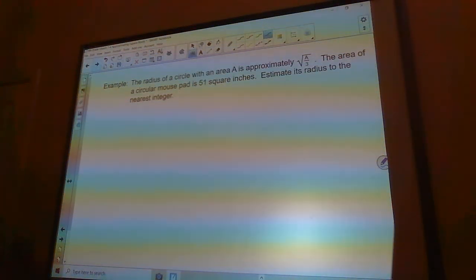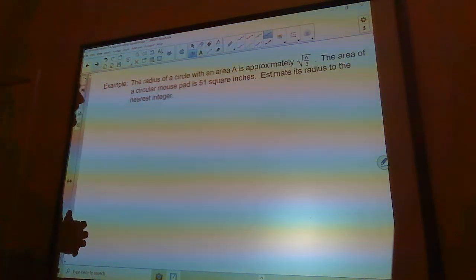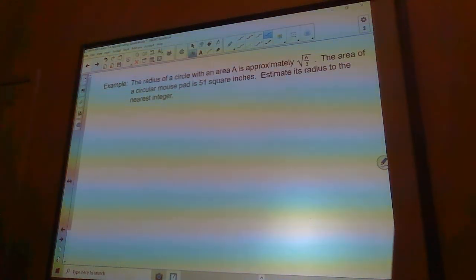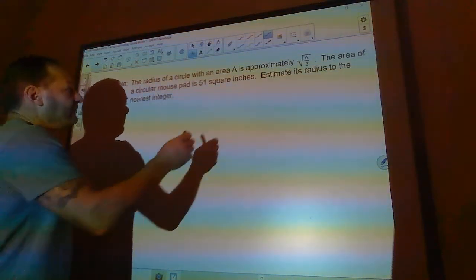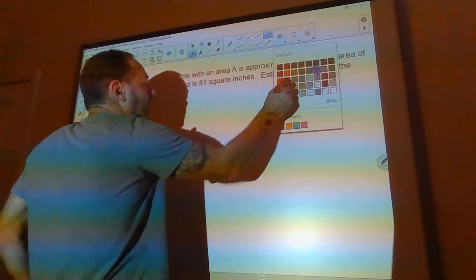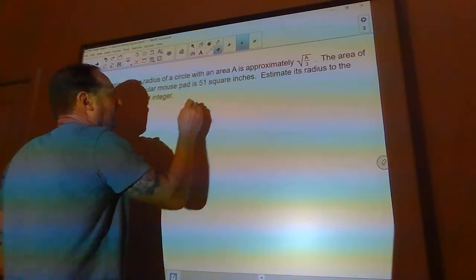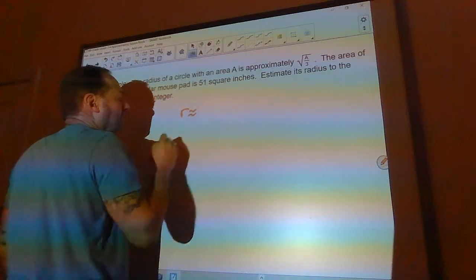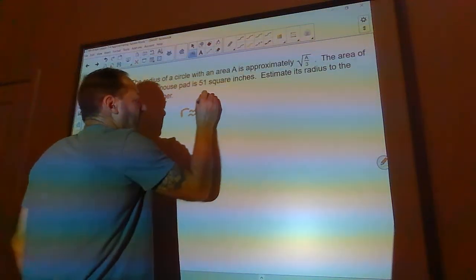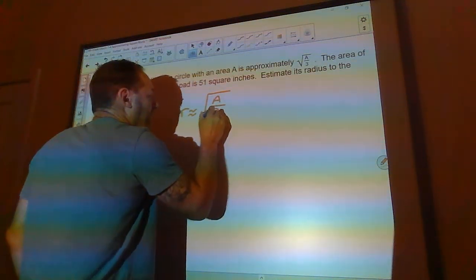The radius of a circle with an area A is approximately the square root of A divided by 3. The area of a circular mouse pad is 51 square inches. Estimate its radius to the nearest integer. Okay, so it tells me that the radius is approximately, and I should use approximately signs, the square root of A divided by 3.